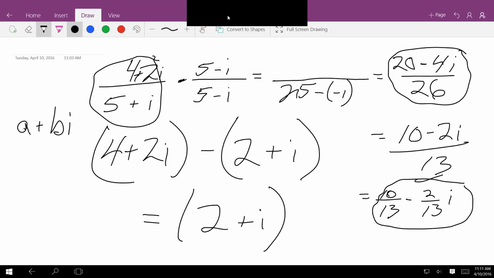Even if they had not, in other words, I never want to give that answer because that can be simplified. I might occasionally get away with giving that middle answer if they didn't request a plus bi format. But if they requested a plus bi format, you always want to give it like that. Okay.